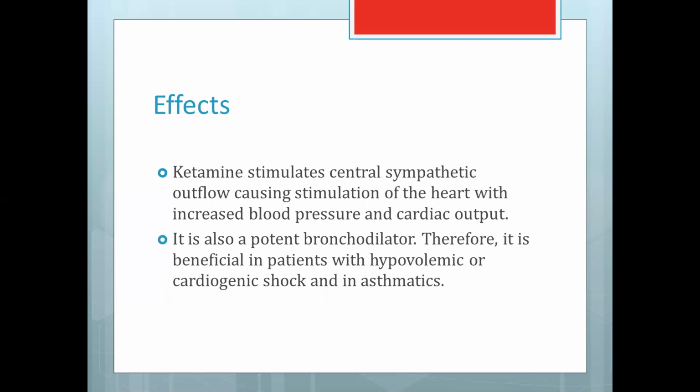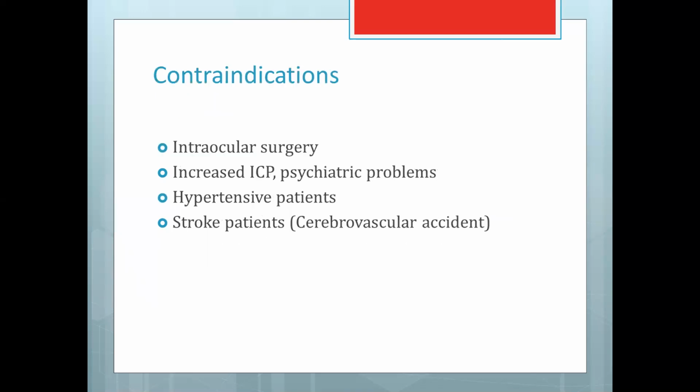Effects: ketamine stimulates central sympathetic outflow, causing stimulation of the heart with increased blood pressure and cardiac output. If we compare this with the previous drugs, propofol and thiopental, you will realize that the other two depress the cardiorespiratory system. However, this one is going to do what? It's going to cause stimulation of the heart, leading to increased blood pressure and cardiac output. It is also a potent bronchodilator, therefore it's beneficial in patients with hypovolemic or cardiogenic shock and in asthmatics.